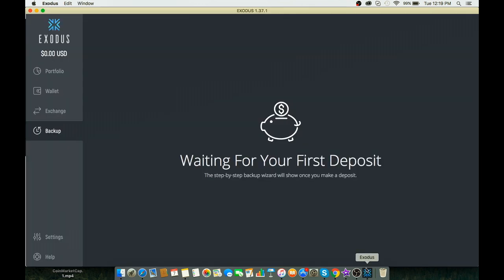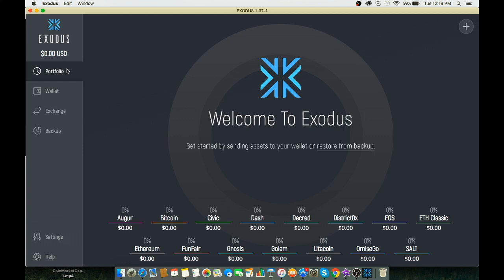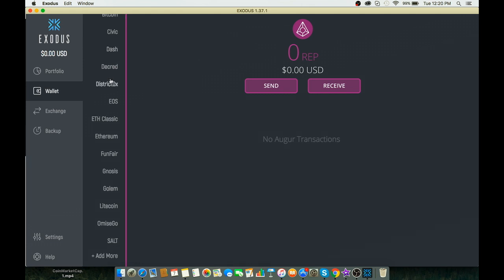So I downloaded it to my Mac earlier, and this is a new Exodus wallet. So there's not going to be anything in it. There's no US dollars, and I don't have any coins. But as you can see, here are all the coins listed below in this portfolio. If you have Bitcoin, Dash, or any other coins in the wallet, it's going to show you right here, and it'll show you a percentage of those and a dollar value up here in the top left. So these would be each individual wallet.